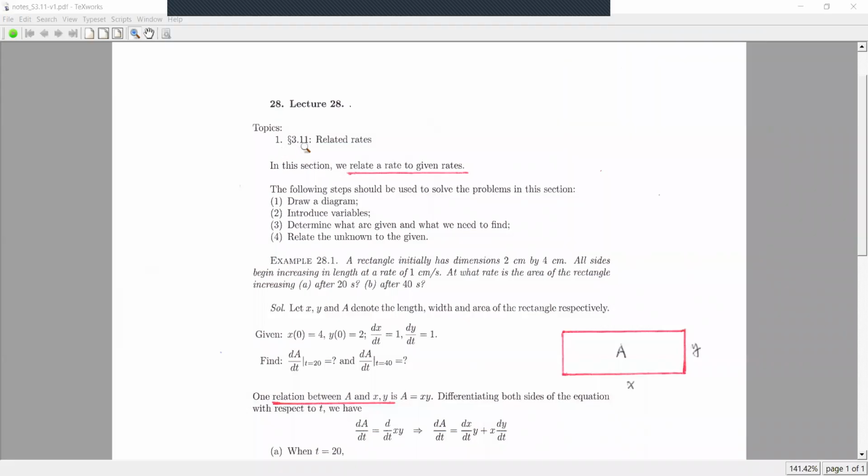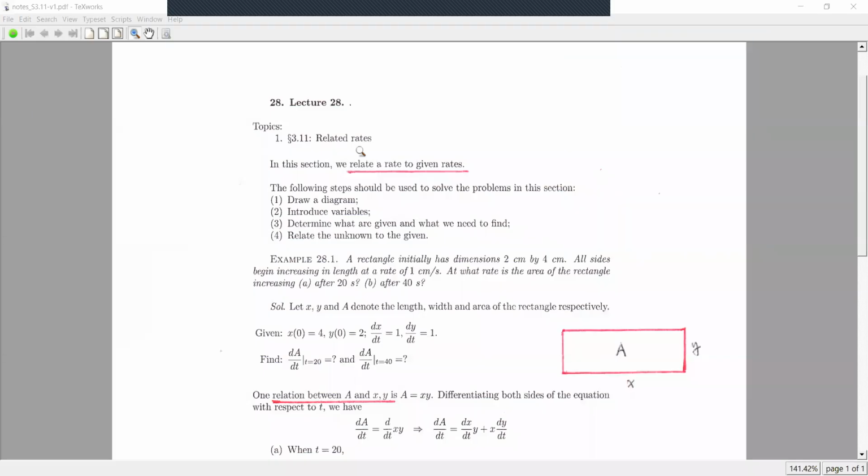Section 3.11, related rates. A rate in this section is a derivative with respect to the time. For example, the velocity of a moving object is the derivative of the position of the object with respect to the time. The velocity of a moving object is the rate of change of the position of the object.